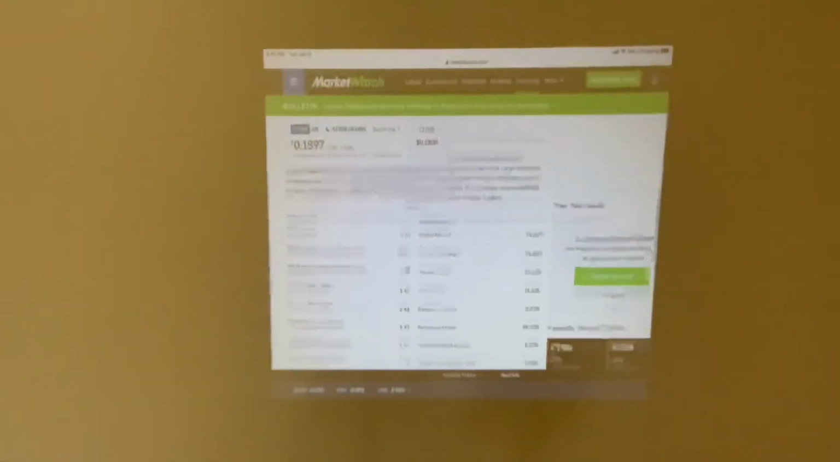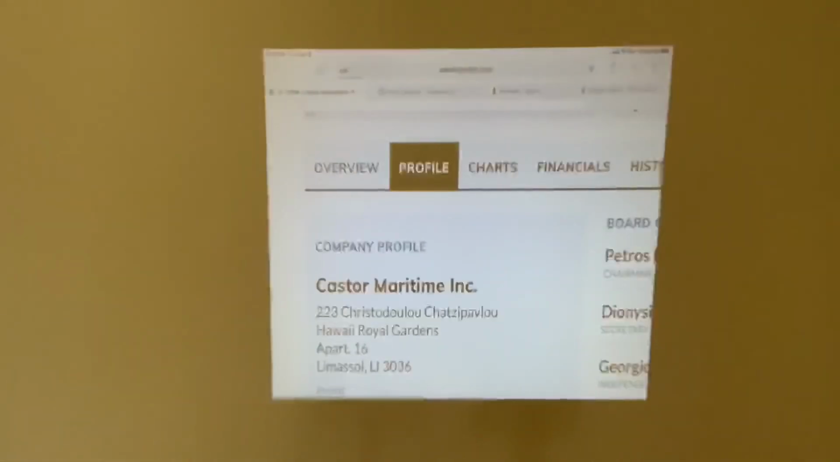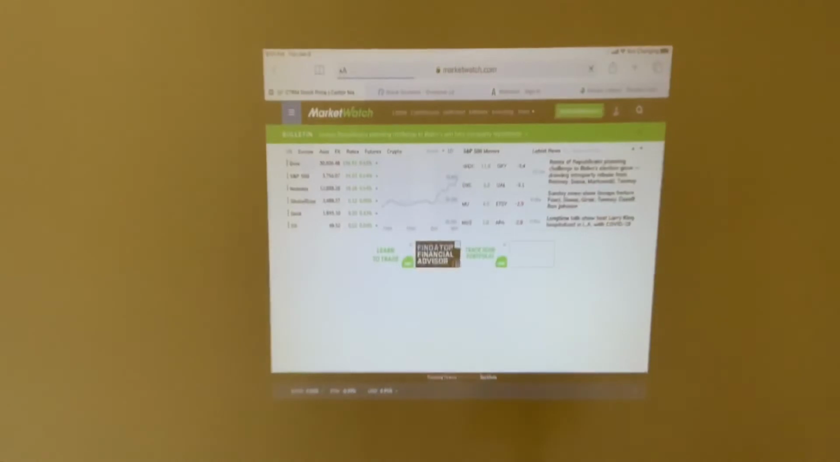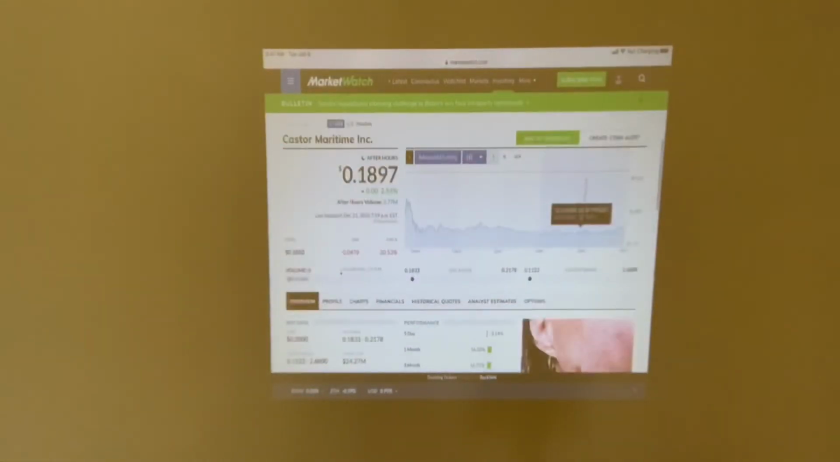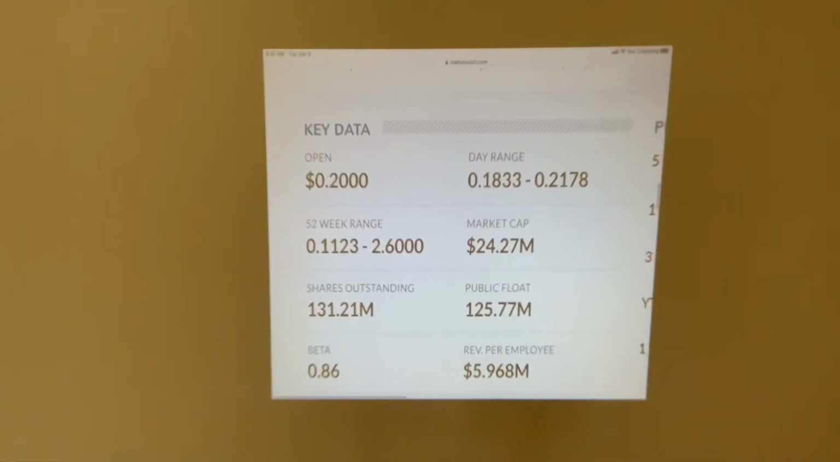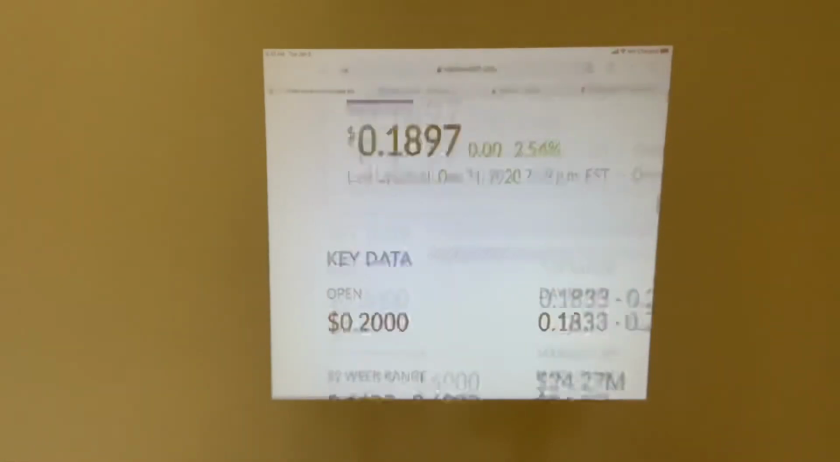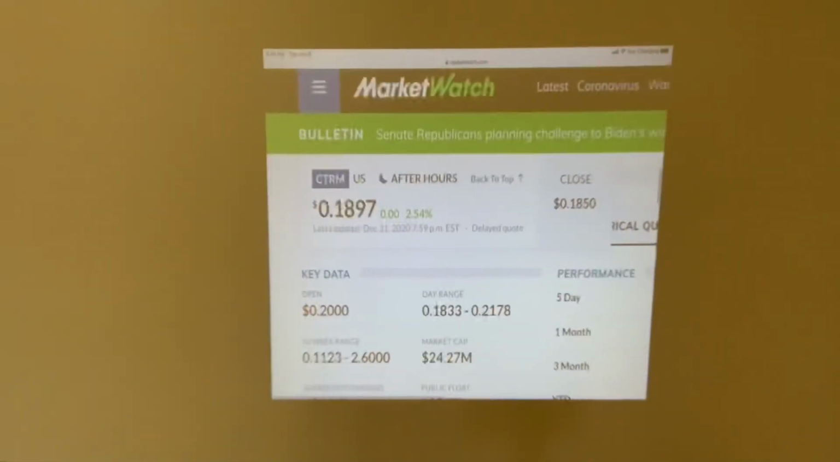Okay, the second thing you want to look at, so you go from profile again to overview, and here is a quick indication that tells you whether to continue researching or investigating this stock or not: the 52-week range. The 52-week range means the price of the stock within a year, 52 weeks. So this stock was $2.60. It wasn't that high. The lowest was 11 cents, and they are at 18 cents right now, right?